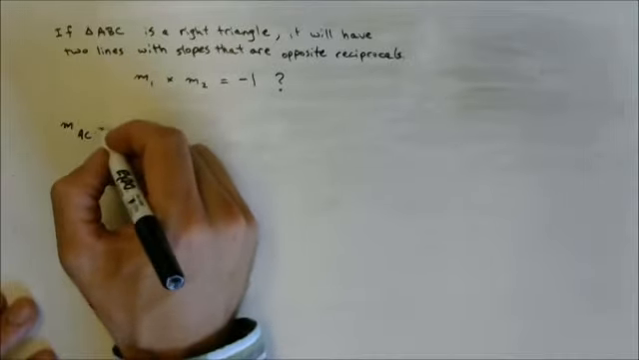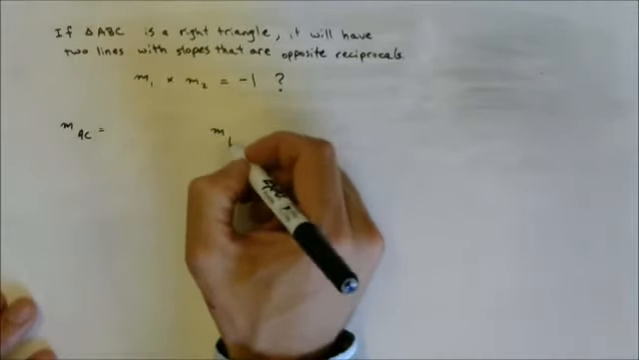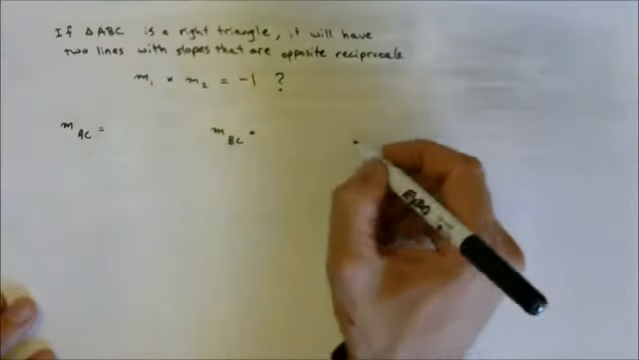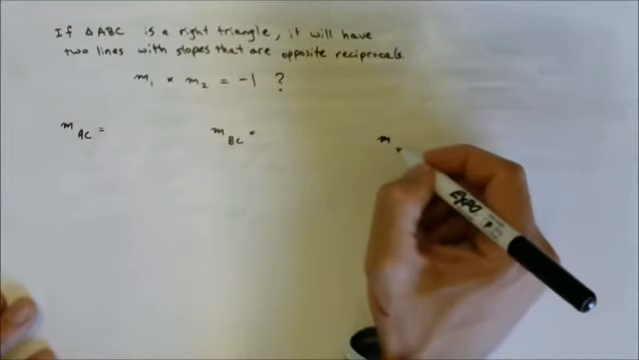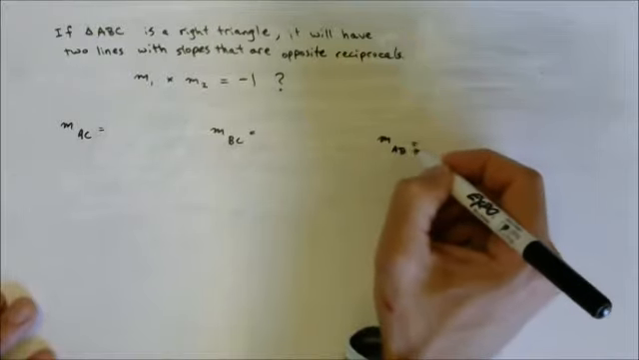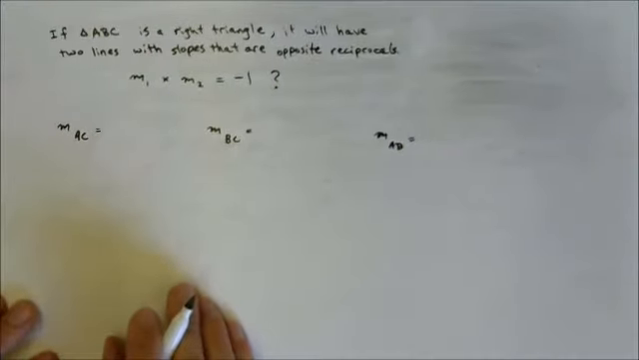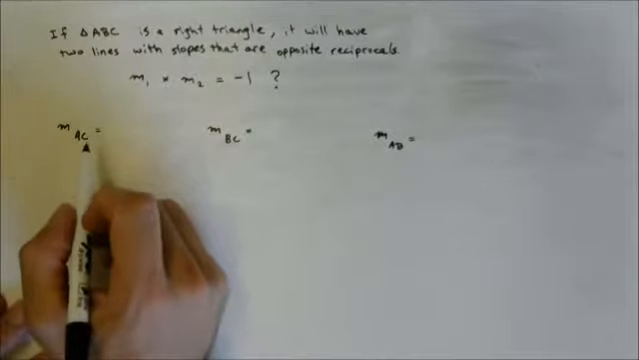So we've got the slope of AC and the slope of BC. We'll do those ones first. If we need to, we'll do the slope of AB, and that would be all 3 lines. Okay, so what's our slope formula?